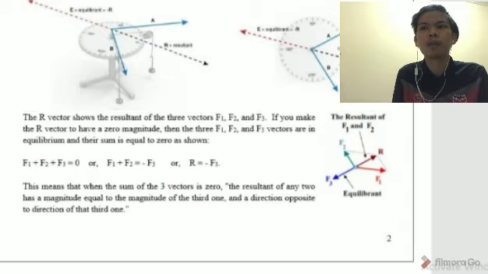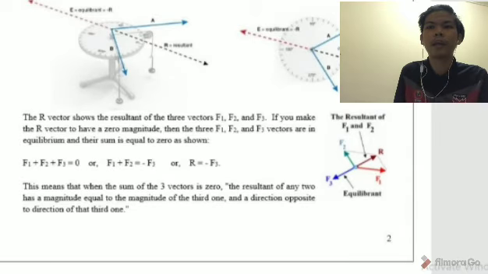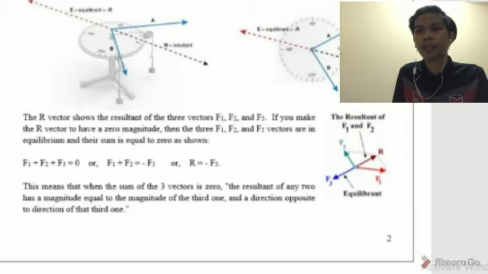One direction on possible two direction of that third one. Okay, sini maksud dia, ini bermakna bahawa apabila jumlah tiga vektor adalah sifar, hasil dari dua mempunyai magnitude sama dengan magnitude yang ketiga dan arah yang bertentangan ke arah yang ketiga. Lepas tu sebelah dia ni menunjukkan gambar rajah lah, the resultant of F1 and F2. Kat situ kita boleh nampak line biru anak panah tu equilibrium.